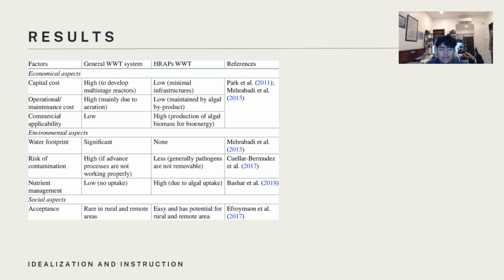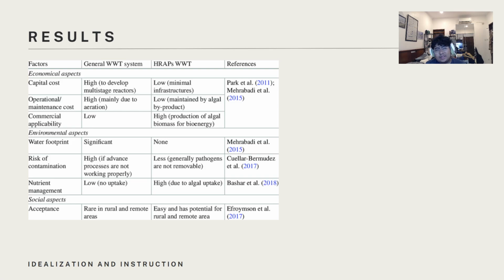And for the environmental aspects, HRAPs are way more efficient, and meanwhile there is a significant water footprint for the general WWT system, and of course there is a high risk of contamination and low nutrient management. Meanwhile, the HRAP WWTs have no water footprint, generally less risk of contamination, and high nutrient management.